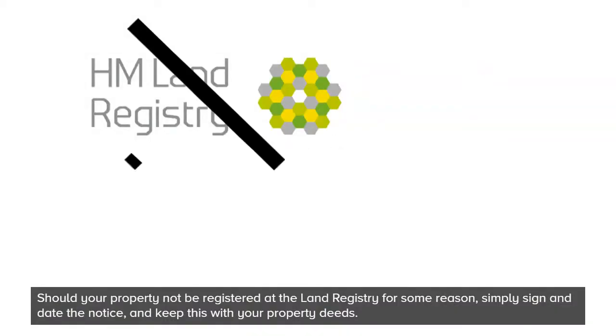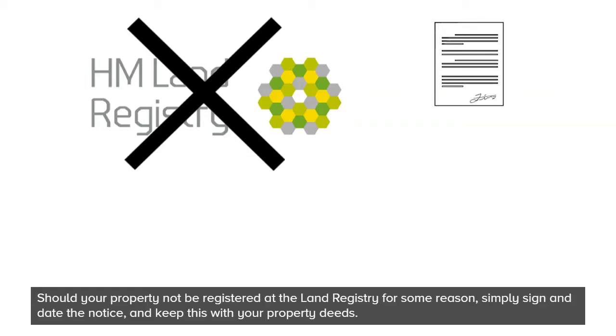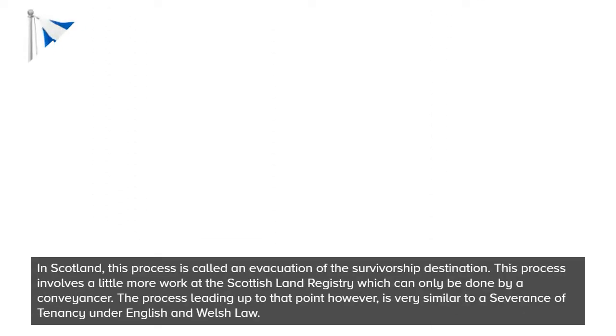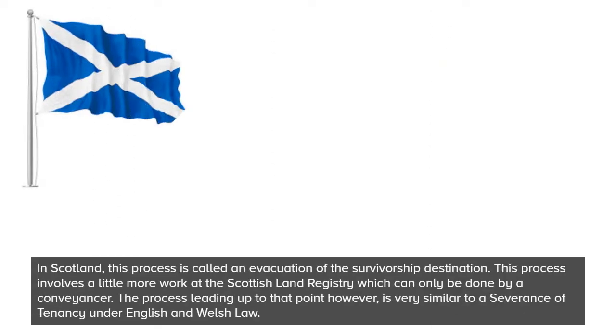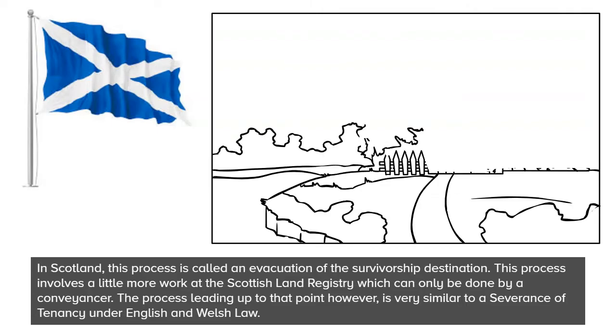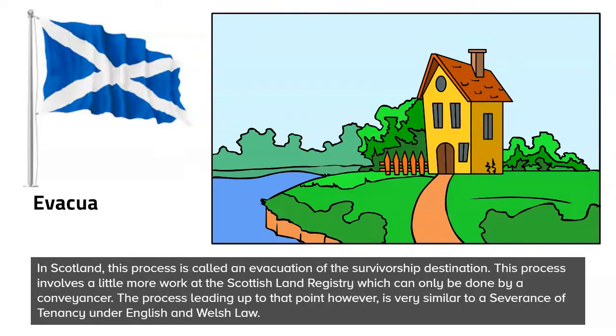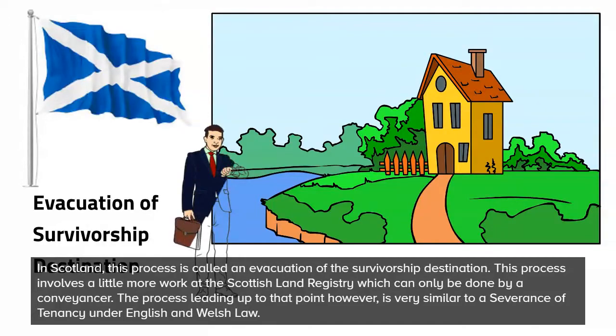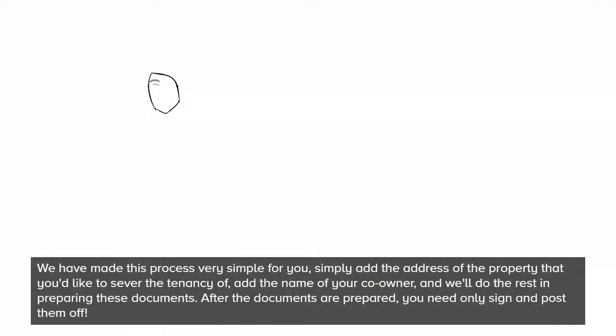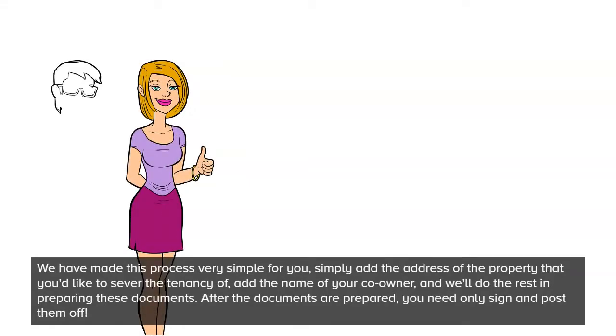Should your property not be registered at the Land Registry for some reason, simply sign and date the notice, and keep this with your property deeds. In Scotland, this process is called an evacuation of the survivorship destination. This process involves a little more work at the Scottish Land Registry, which can only be done by a conveyancer. The process leading up to that point, however, is very similar to a severance of tenancy under English and Welsh law. We have made this process very simple for you.